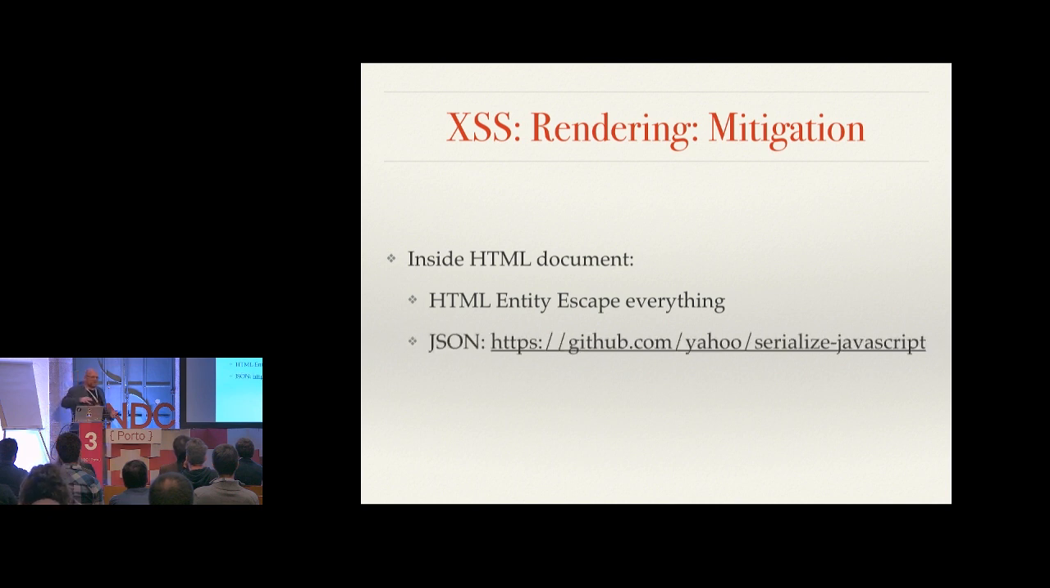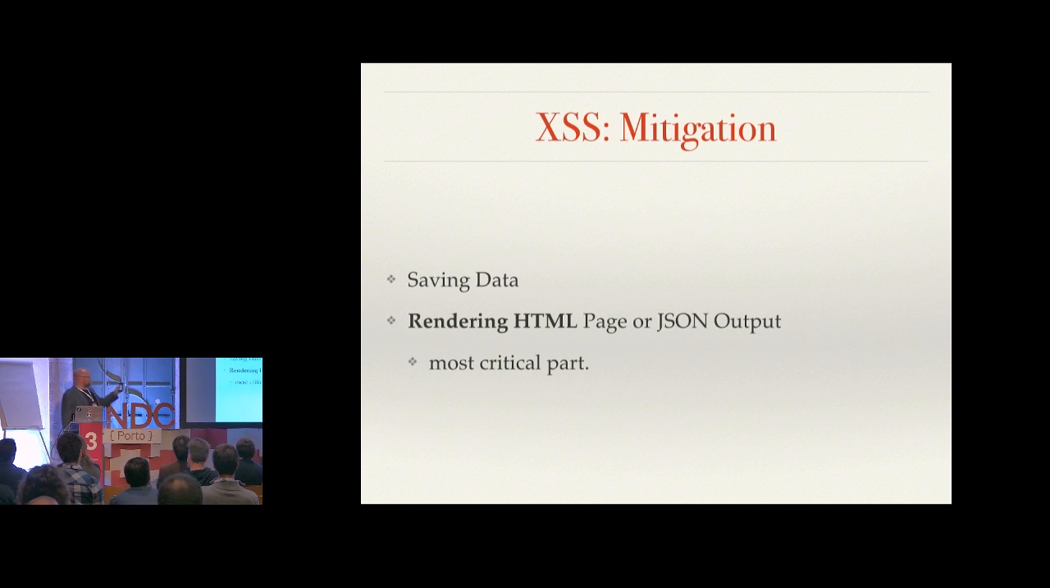If you are outputting a JSON blob, let's say you want to initialize a React component and you want to have some JSON data in the body of your HTML. Try using Yahoo's JavaScript serializer. And then, if it's a URL fragment, just use URL escaping.